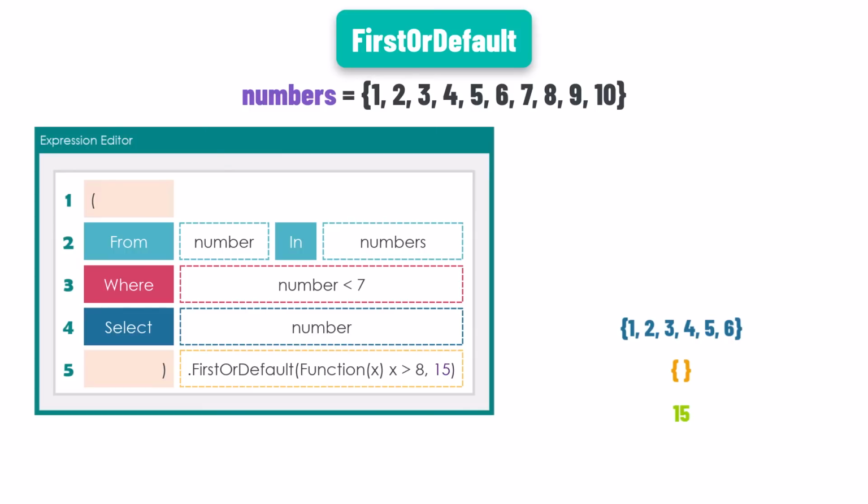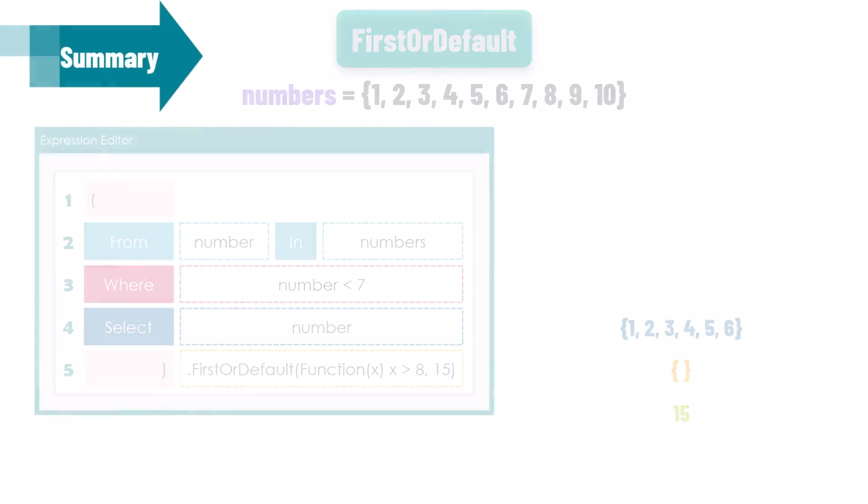The First method always returns the first element of a sequence, in case the sequence is not empty, else it throws an invalid operation exception. And FirstOrDefault returns the first element of a sequence, or the default value if the sequence is empty. Let's summarize both methods again.